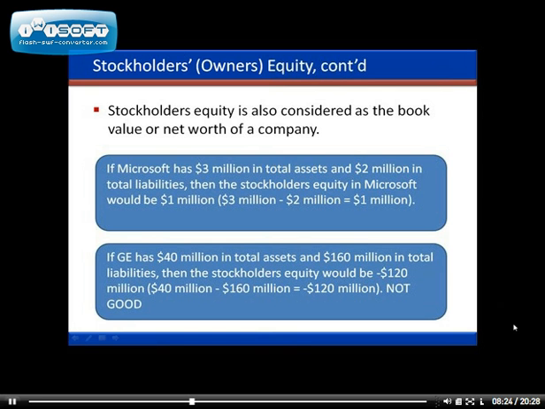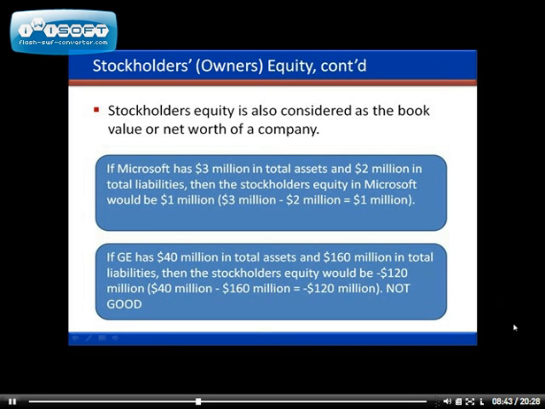You have credit card debt. You may have a mortgage. You may have a car note. You may have all of these things that are considered liabilities. Once you subtract your liabilities from your assets, you will come up with your actual net worth. It's the same difference. With a company, it's just on a larger scale.